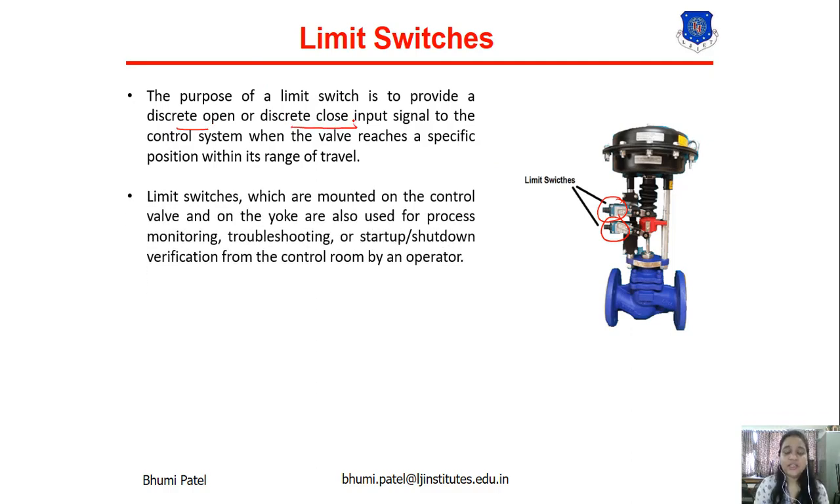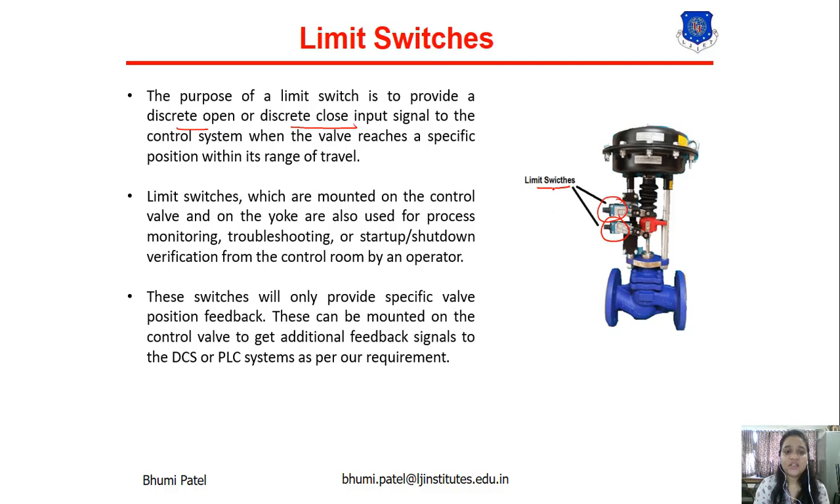The limit switches which are mounted on the control valve and on the yoke are also used for process monitoring, troubleshooting, or startup and shutdown verification from the control room by the operator. So generally the limit switch is used to start the process or to stop the process. If a troubleshooting issue arises, we can stop the process, we can also monitor the process, and we can use it as an emergency switch.